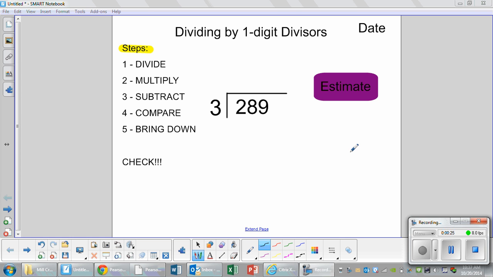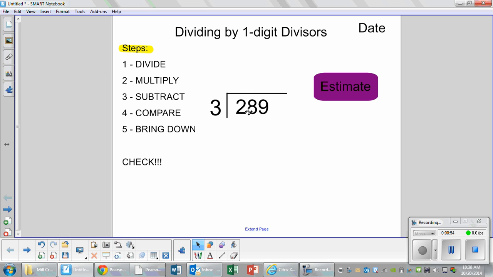We are going to be going through the steps of the long division process and talking about some strategies when you are doing long division. I'm going to show you several examples and then have you try some on your own. So when you have a division problem like 289 divided by 3, the first thing that you want to do is you want to make sure you estimate. You want to estimate so that you know about what your answer should be.